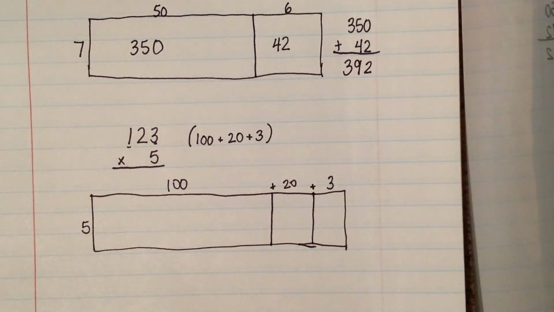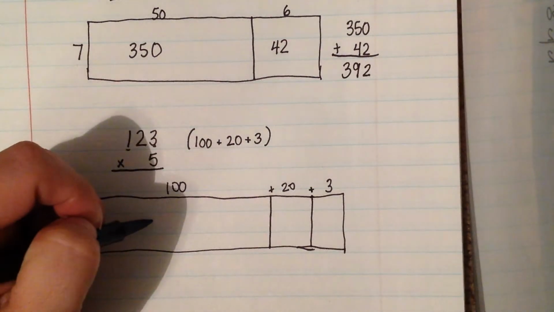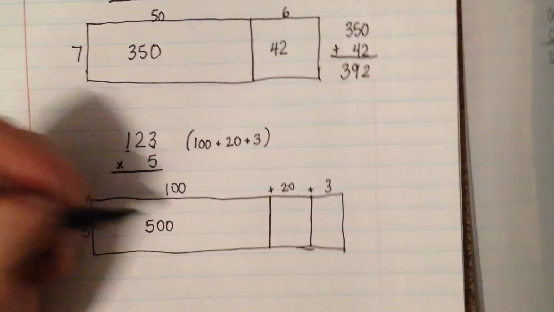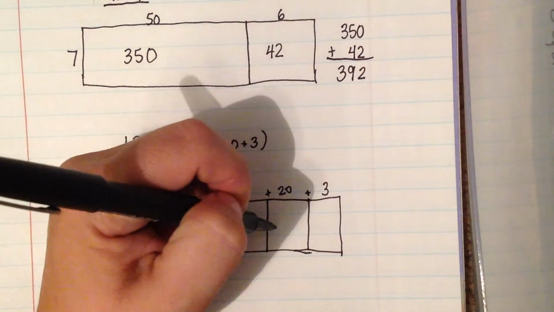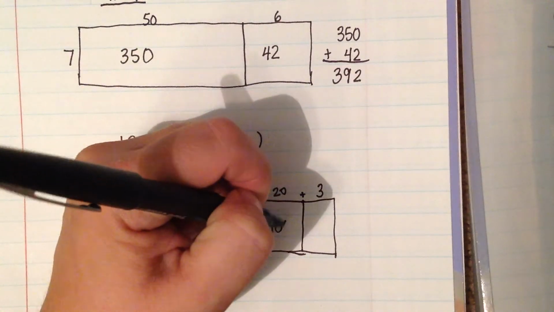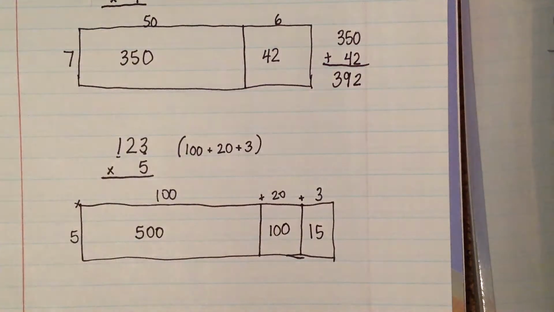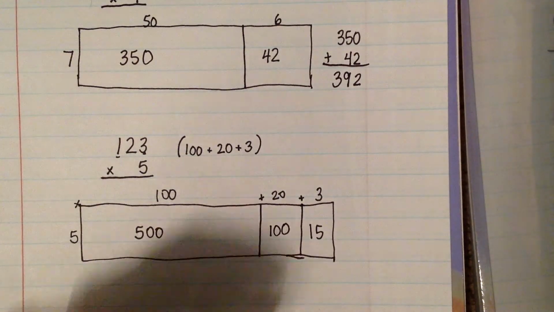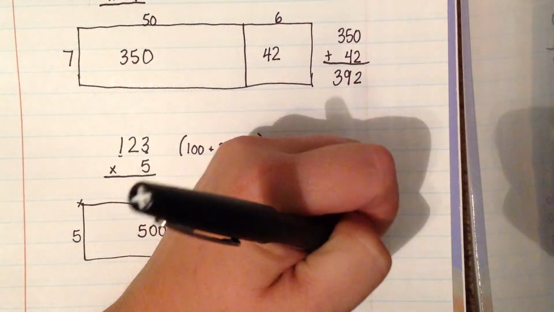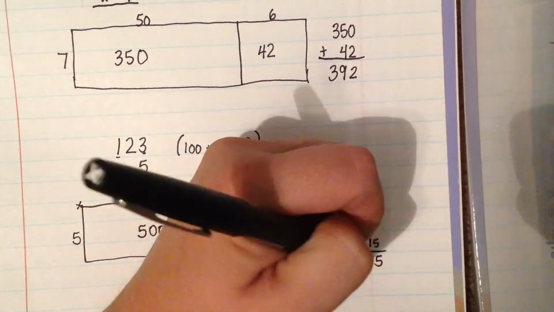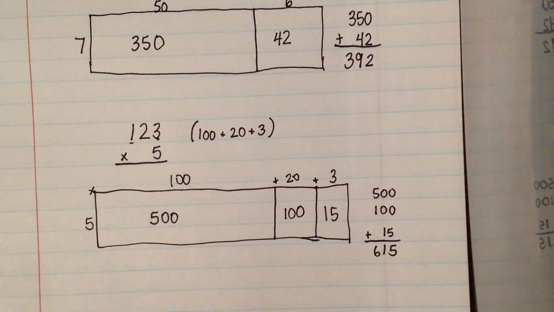So now I'm going to multiply 5 times 100, so 5 with 2 zeros, which is 500. 5 times 20 now, well 5 times 2 is 10, and I have a 0 to add back on, and 5 times 3 is 15. Again, all I simply do is add 500 plus 100 plus 15. Add them together, and I'm going to get 615. This is called the area model.